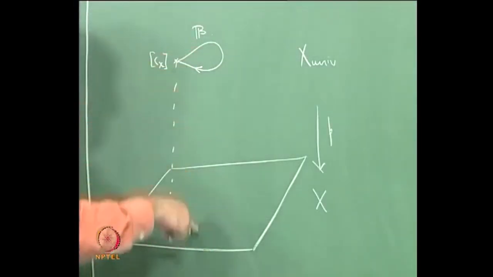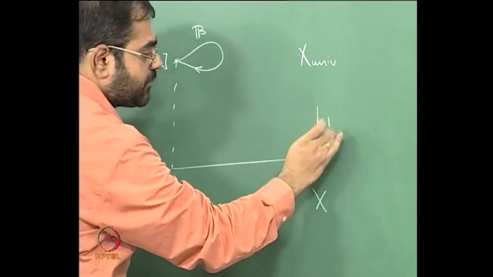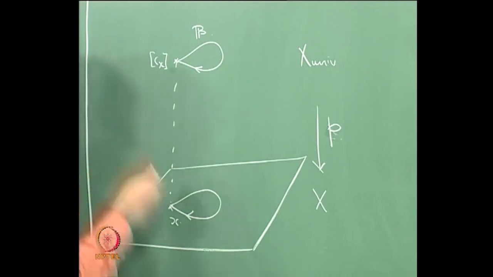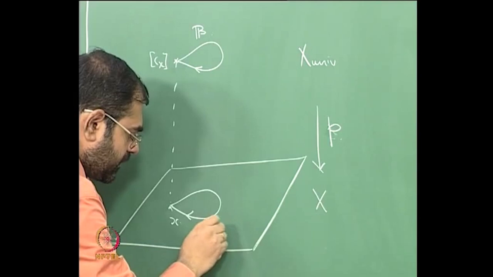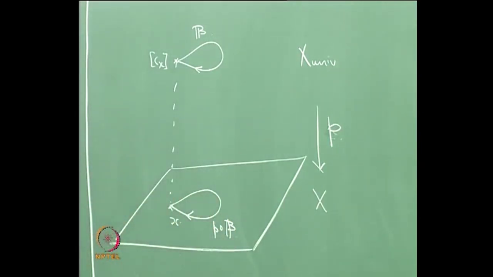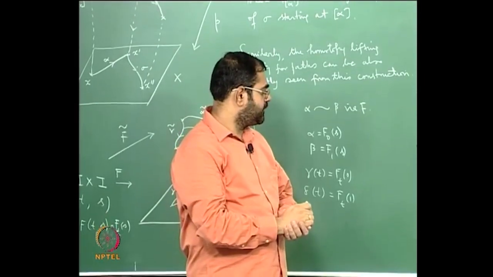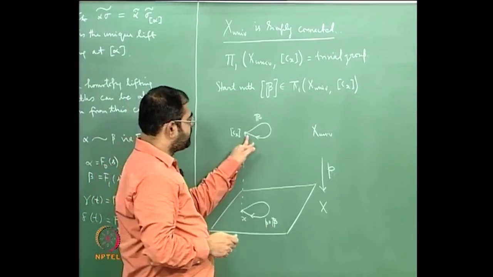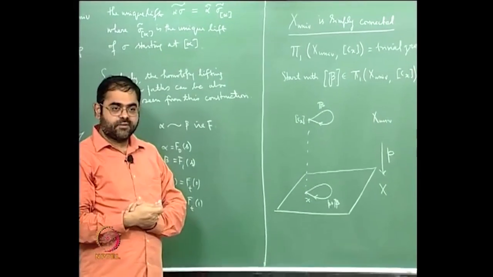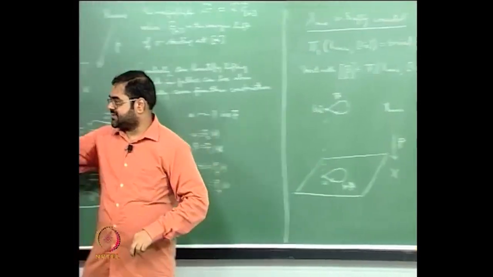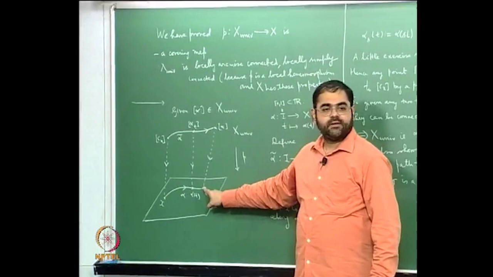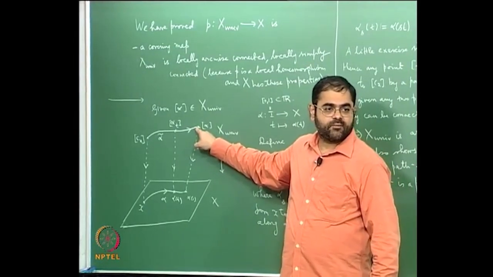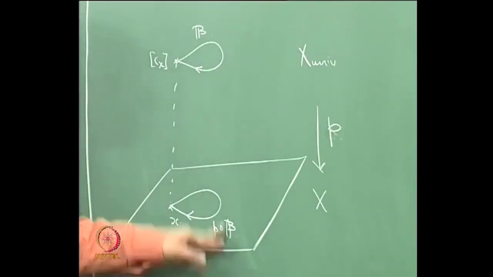Now let's project this beta down under p. If you project this beta down under p, what I'll get is a closed loop below, and what is this closed loop? It's just going to be p composed with beta. Now take this p circle beta and take its unique lift to X univ starting at the point c_x. By this construction, given a path starting at x, alpha, I have an alpha tilde. Now this alpha tilde is gotten by the shrinking homotopy. So for this path, you just take the unique lift there.